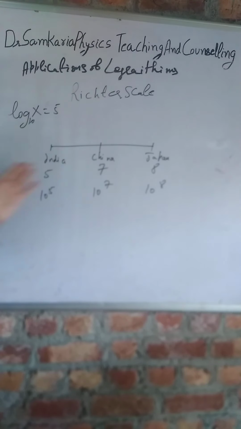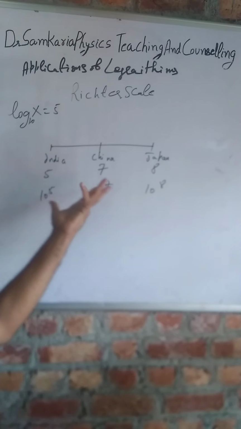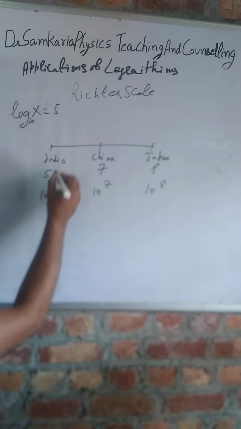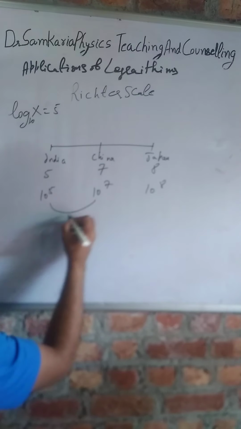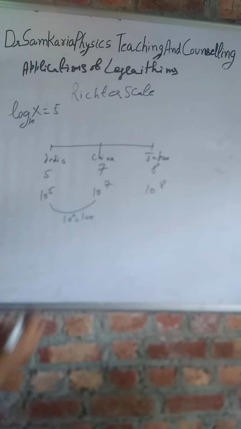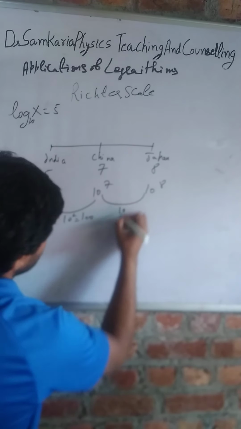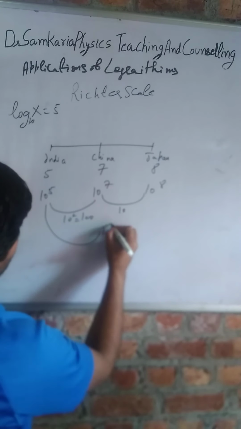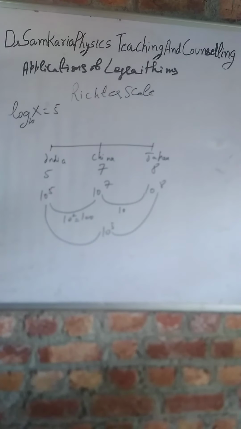Now, you can see that on a Richter scale, the difference between 5 and 7 is very small. But is it actually like that? So, what is the basic idea? The basic idea is that the earthquake in China is 10 to the power 2, or 100 times stronger than the earthquake in India. Similarly, the earthquake in Japan is 10 times stronger than that of China, or we can say that it is 10 to the power 3, that is 1000 times stronger than that of India.